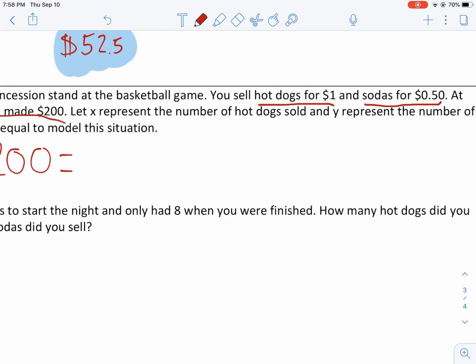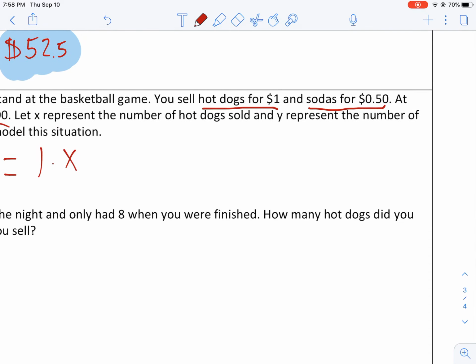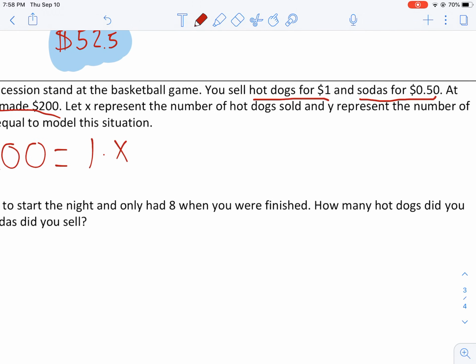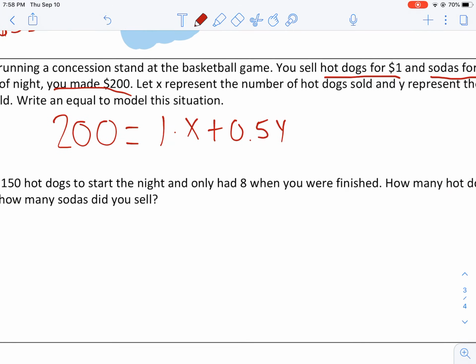So we're going to have 200 equals a combination, since we're selling hot dogs and sodas. X represents the number of hot dogs, and each hot dog sells for $1, so we have 1 times X. Y represents the number of sodas sold, and that's 50 cents per soda, so we have 0.5Y. Every time we sell a hot dog, we make $1. Every time we sell a soda, we make 50 cents.